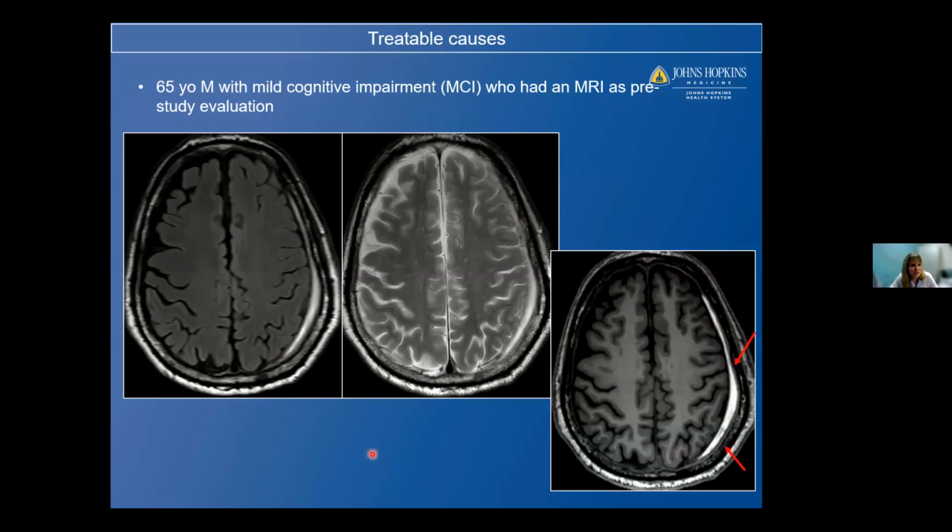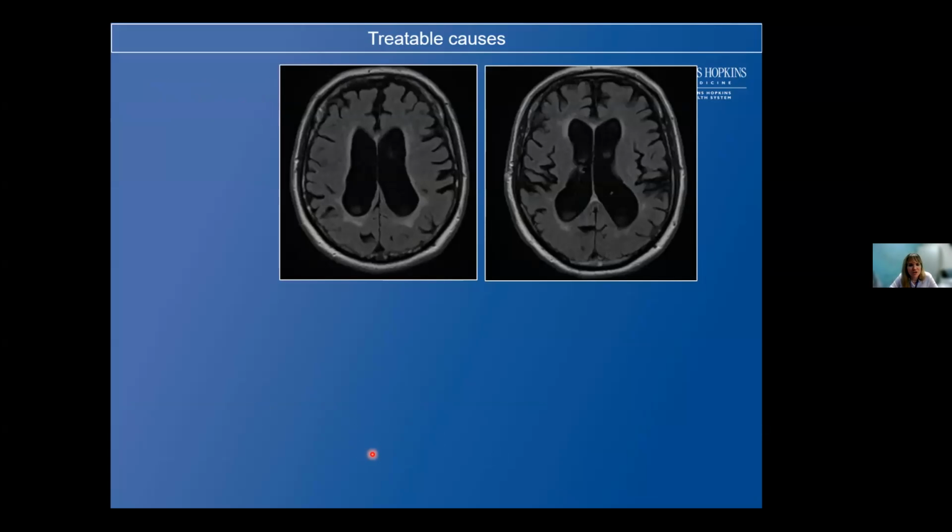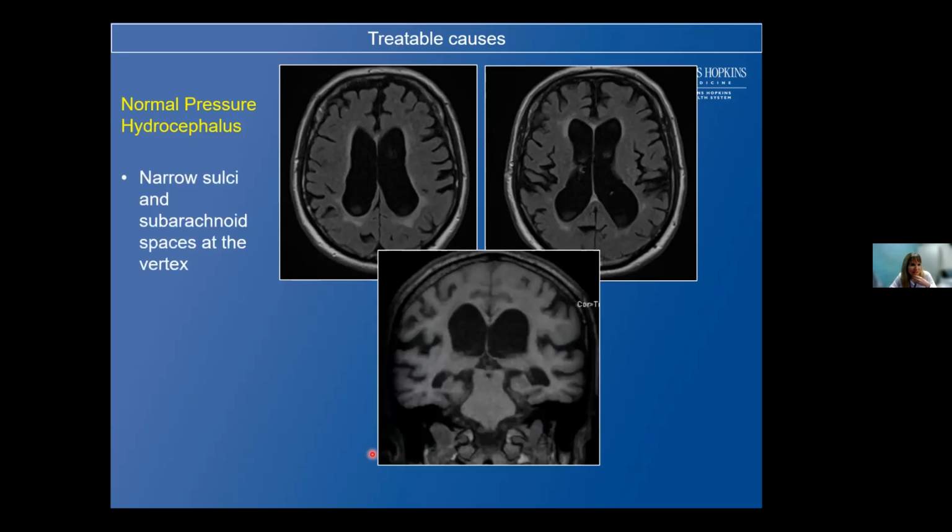Another common treatable cause of cognitive decline, as shown in this patient with moderate dilatation of the suprasellar ventricles, is somewhat out of proportion to the degree of so-called prominence seen in normal pressure hydrocephalus. So we'll also look for narrow sulci and subarachnoid spaces at the vertex as compared to the perisylvian fissure regions, as seen here in this coronal plane. When we see this pattern, this is very suggestive of NPH.